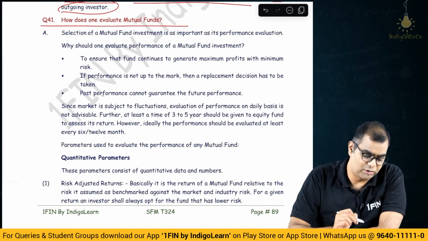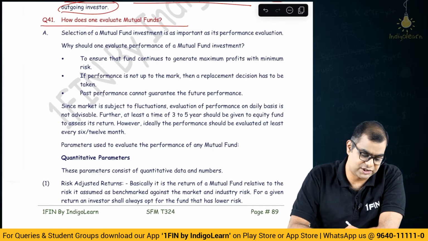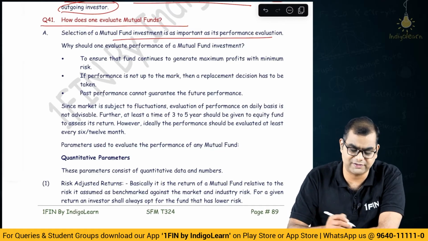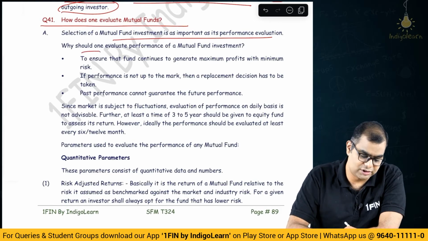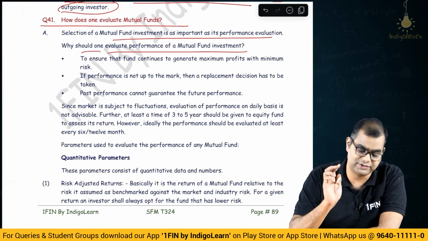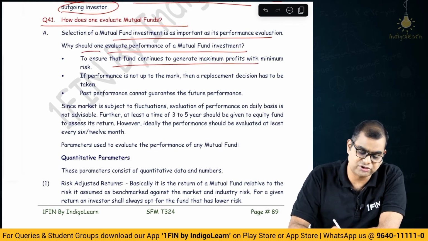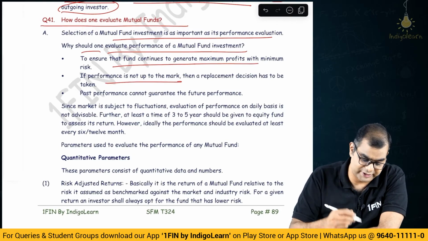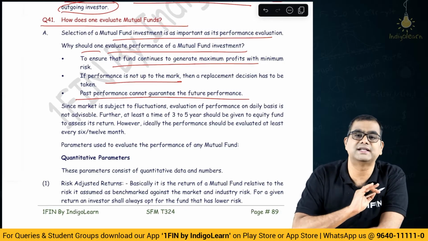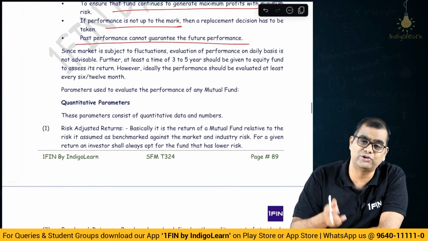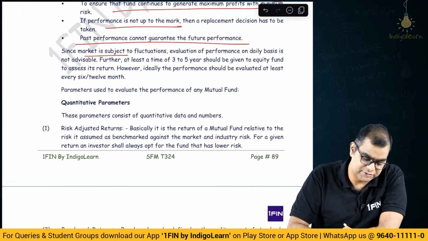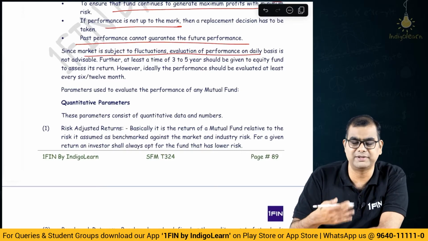Then, now, how does one evaluate mutual funds? Selection of mutual funds is important, as is performance. Selection and performance evaluation both are important, and one should evaluate mutual fund performance for 3 reasons. To ensure the fund continues to generate maximum profits and minimum losses; if performance is not up to the mark, then a replacement decision is to be taken; and past performance is not necessarily a guarantee for future performance, which is why you need to evaluate. Since the market is subject to fluctuations, evaluation of funds on a daily basis is not possible.